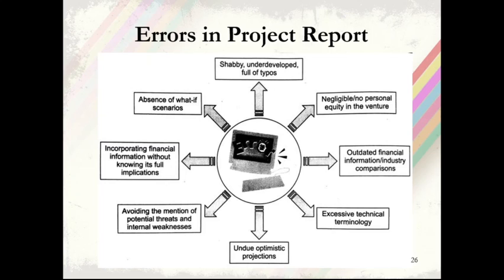Unduly optimistic projection. The sales and revenue projection or forecast for the proposed venture may be unduly inflated in the report. If such projections are not in consonance with the data upon which these are based, the investor may become jittery. Avoiding the mention of potential threats and internal weaknesses. A feel-good report may not go down well with the investor, as their job is to critically examine all aspects of the proposed venture for its viability.